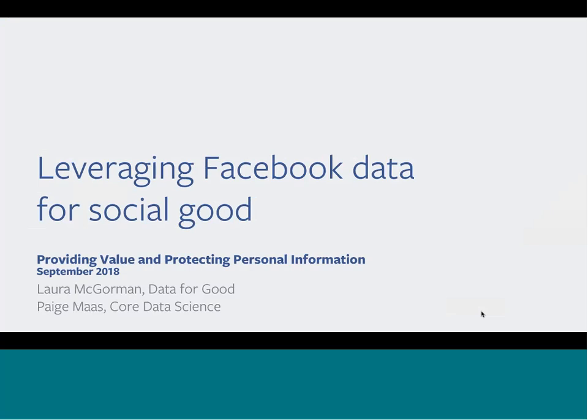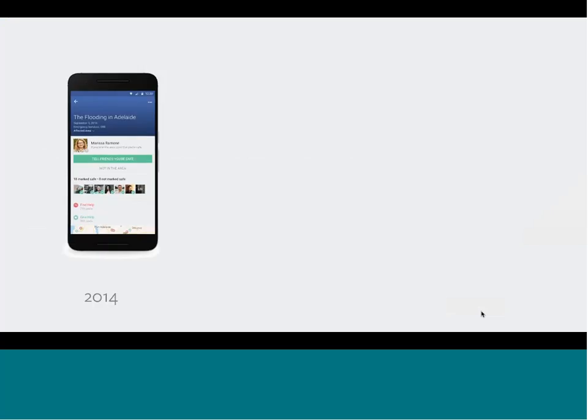Thank you so much, everyone, for joining. Again, my name is Laura McGorman, and I am a public policy research manager focusing on data for good at Facebook. I wanted to kick off the conversation today by telling you a little bit about Facebook's history in disaster response. We launched a feature called Safety Check in 2014, which allows individuals who use our platform to check in with friends and family to let them know that they're safe during a natural disaster.